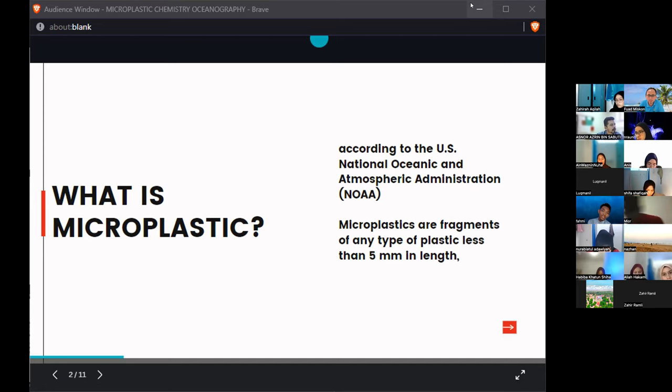Microplastic can be divided into two categories, which are primary and secondary. Primary microplastics are any plastic fragments or particles that are already 5 millimeters in size or less before entering the environment. And secondary microplastics arise from the degradation of larger plastic products through natural weathering processes after entering the environment. So the difference is that primary is before entering and secondary is after entering the environment.